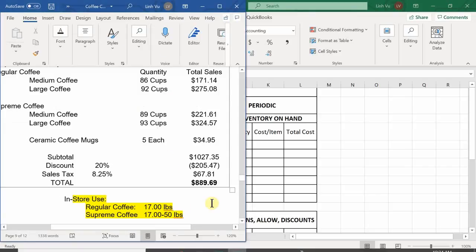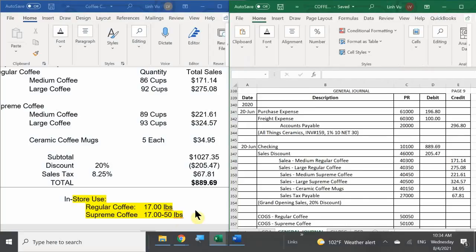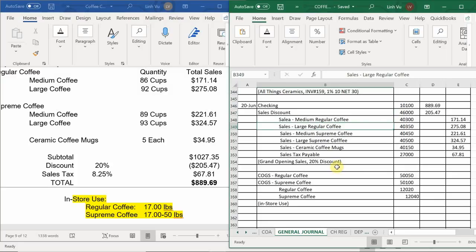Okay, so this is where we left off, right? We entered in our sales for the day. All right, so now we have to go ahead and update our inventory.